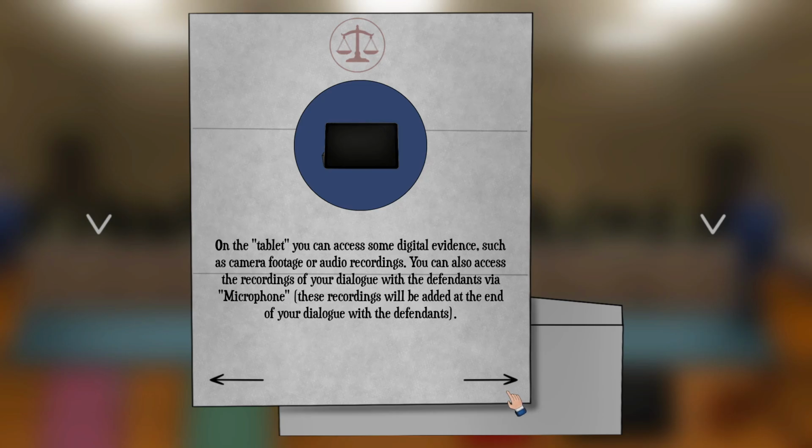On the tablet, you can access some digital evidence, such as camera footage and audio recording. You can also access the recording of your dialogue with the defendant by microphone. These recordings will be added at the end of your dialogue with the defendant.